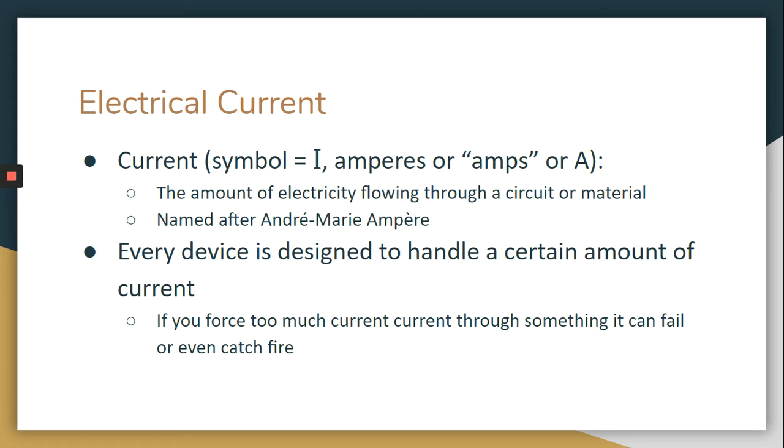Current is the amount of electricity flowing through a circuit or material. So when we talked about voltage, we used the metaphor of water flowing through a pipe. Voltage was the pressure pushing that water through. Current is the amount of that water flowing through that pipe. So the more electricity flowing, that means the more current is flowing.